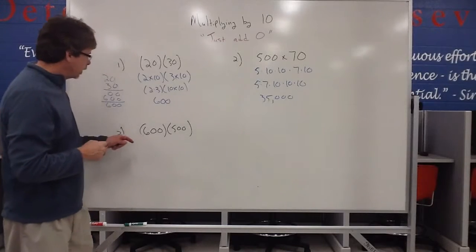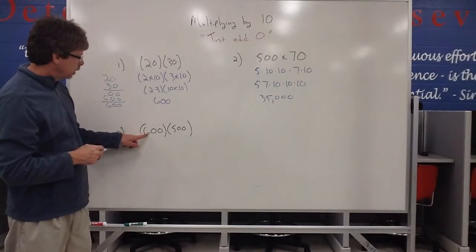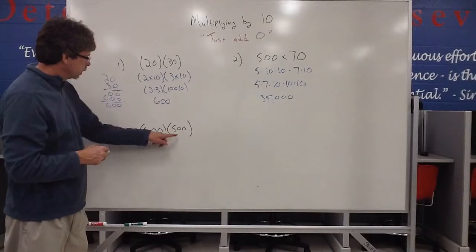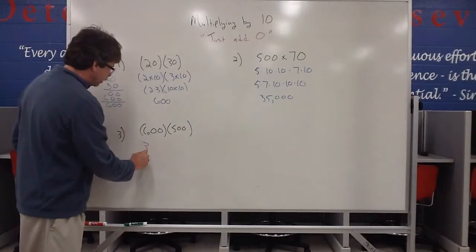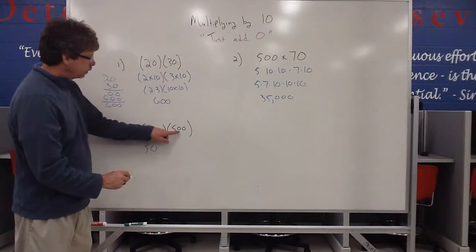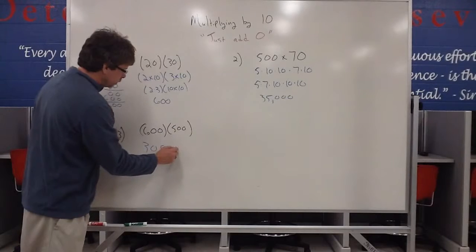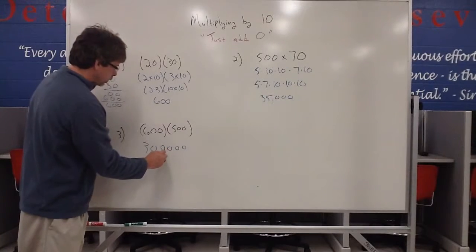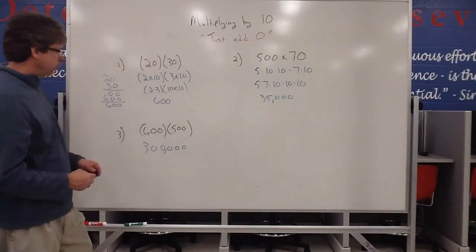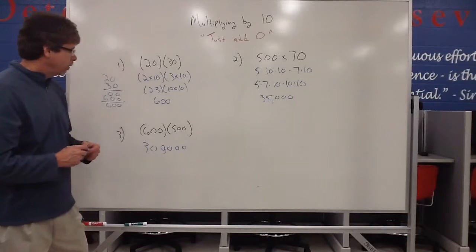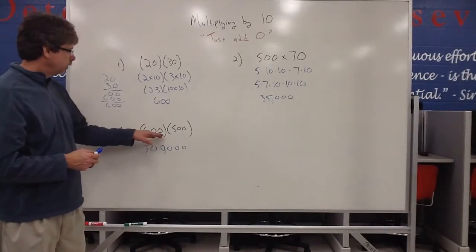So when it comes to this problem right here, I can essentially just recognize that this is going to be, as a multiplication problem, 6 times 5, which is 30, and then I've got 1, 2, 3, 4 zeros. Therefore, the answer would become 300,000. So that's how we can multiply whole numbers that end in zeros.